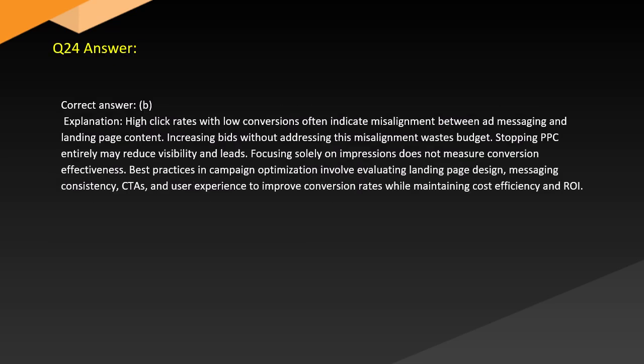Answer. Correct answer, B. Explanation. High click rates with low conversions often indicate misalignment between ad messaging and landing page content. Increasing bids without addressing this misalignment wastes budget. Stopping PPC entirely may reduce visibility and leads. Focusing solely on impressions does not measure conversion effectiveness. Best practices in campaign optimization involve evaluating landing page design, messaging consistency, and user experience to improve conversion rates while maintaining cost efficiency and ROI.